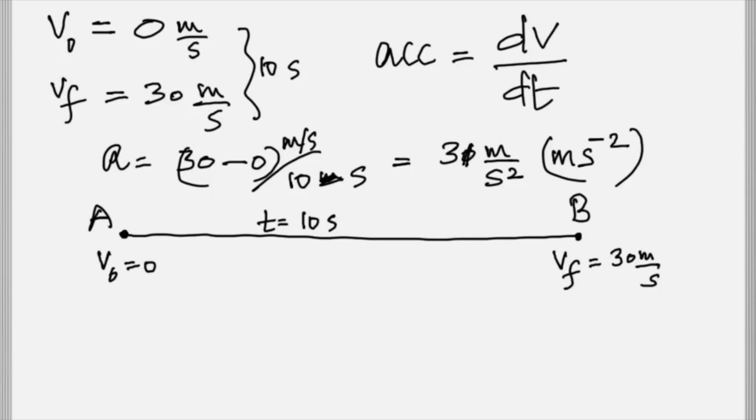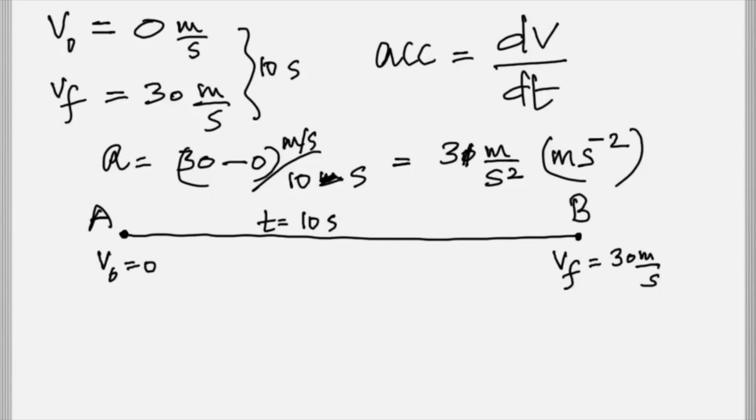Did everybody get that? 0 plus 30 divided by 2 is 15. Once you take the average, you can imagine that it had the average for that entire time, which is how many seconds? How many seconds did it move for? 10. So 15 multiplied by 10 gives you 150 meters. That is the first equation that you can use to do problems.